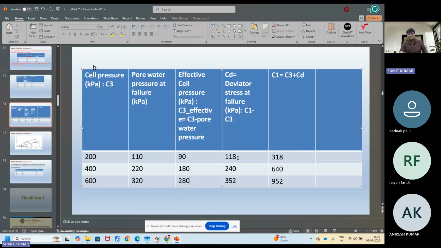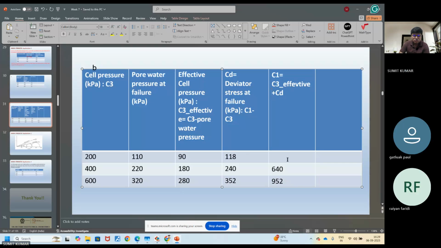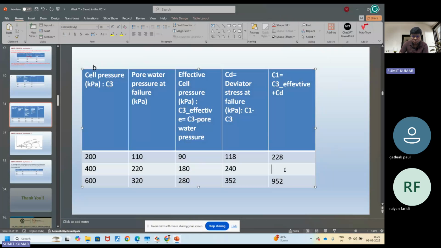Now the CD value remains the same, that is 118, 27, 240 and 350. Now sigma 1 value gets changed. Sigma 1 is sigma 3 effective plus CD. So sigma 3 effective at this point is 110 plus 118, that is 228. Might be a calculation mistake from my side, but I think you understand what I want to convey here. Similarly, over here this value is going to be 240.